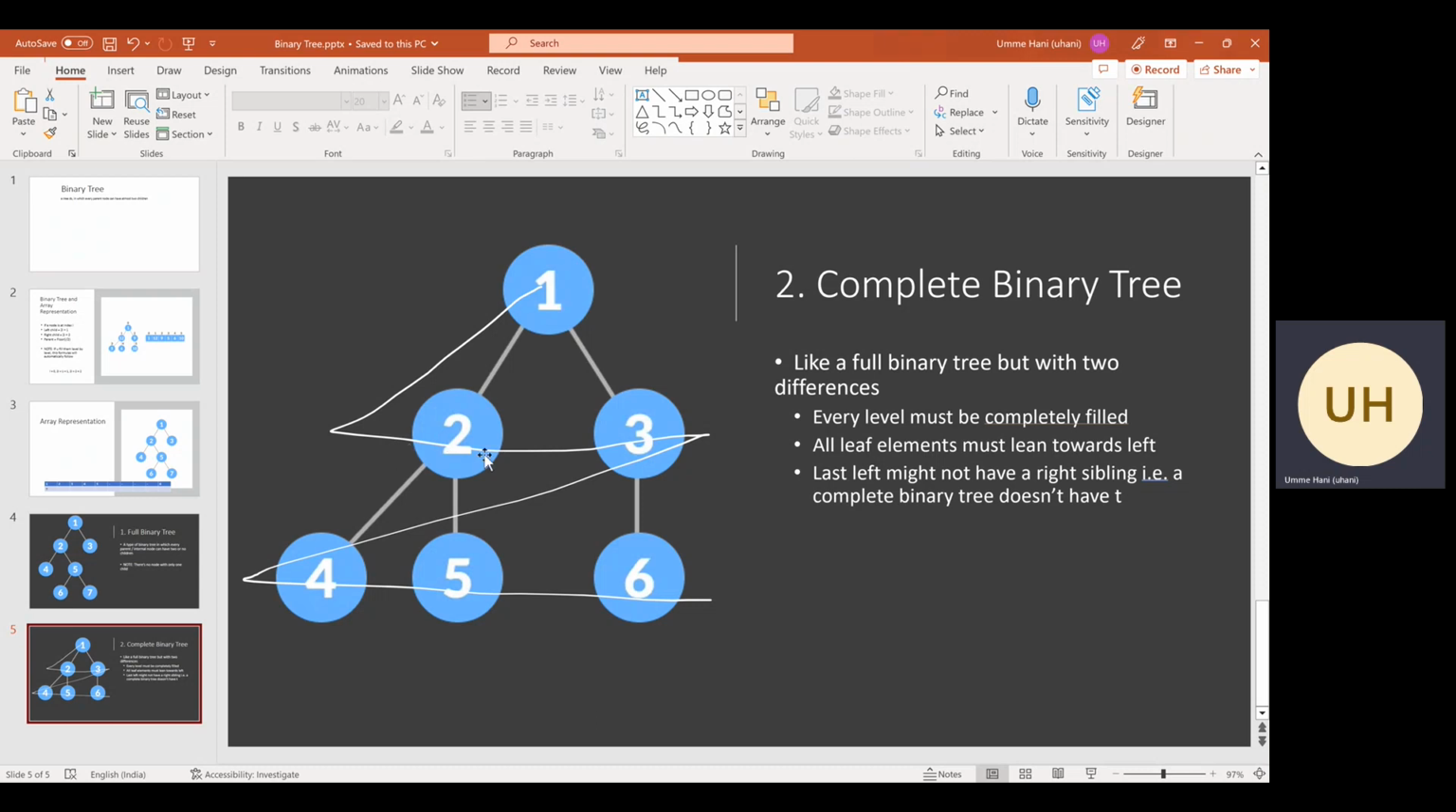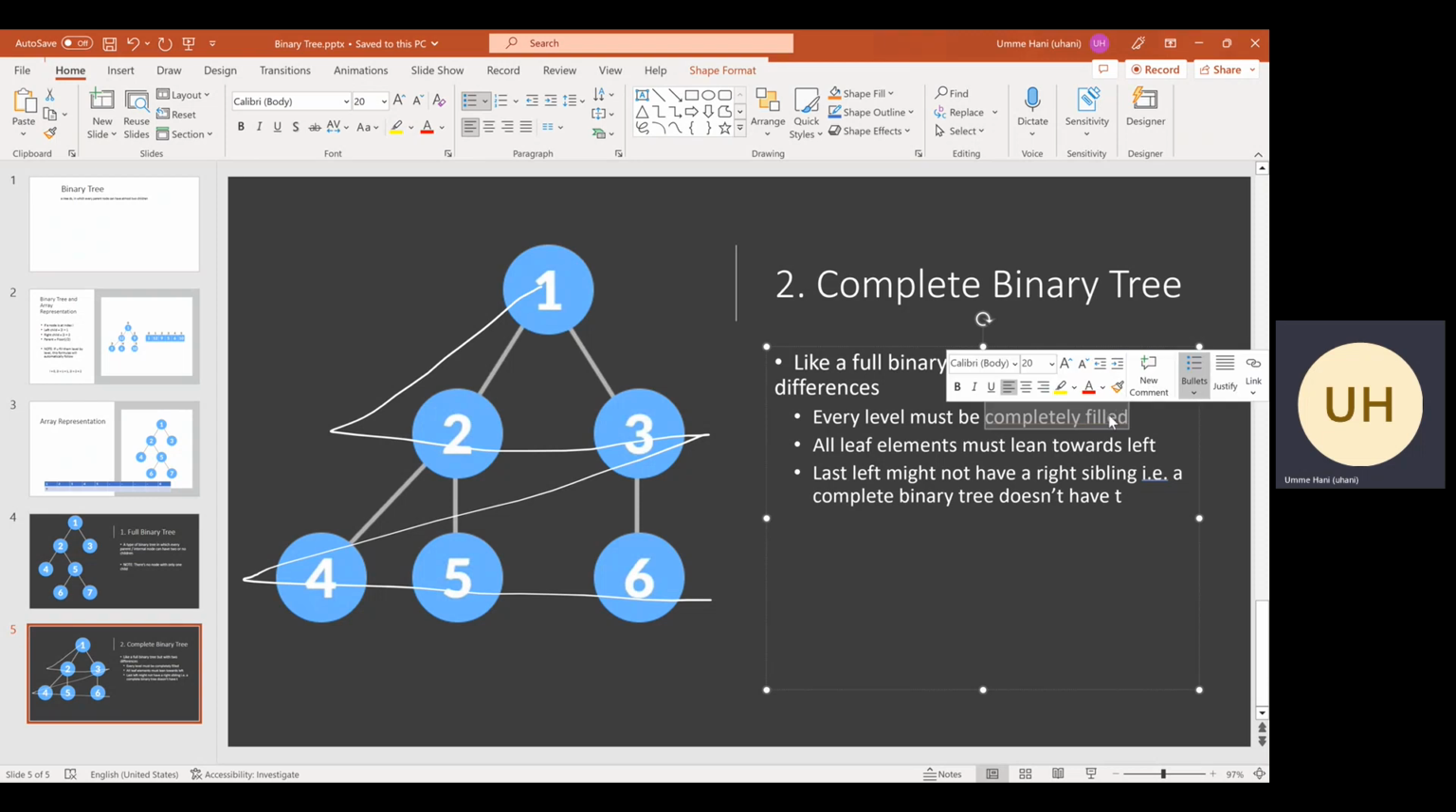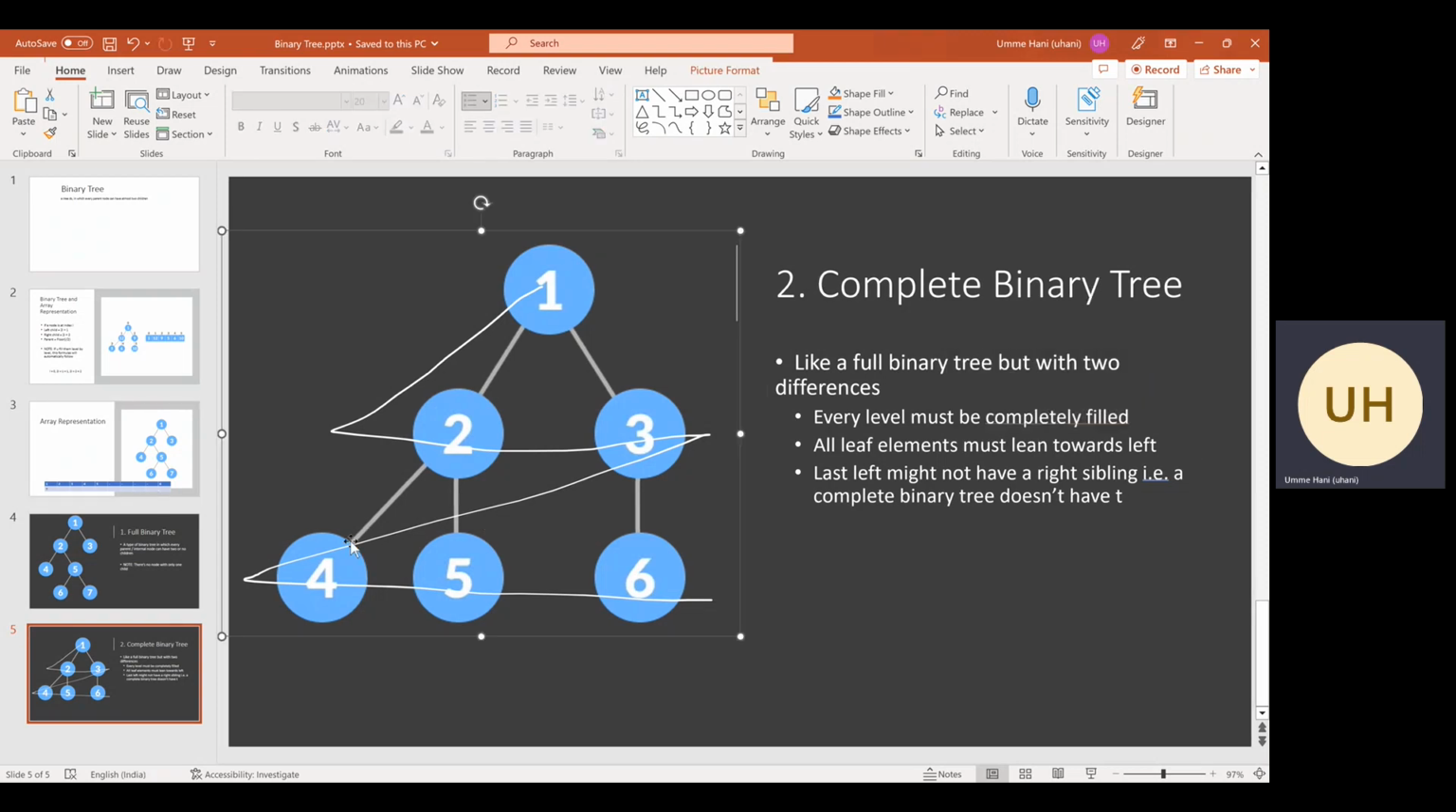While filling the levels from left to right, completely filled levels means the levels in which there is no missing left child while there is a right child. If there is a right child, then there should be a left child also. That is a completely filled binary tree. And what makes a complete binary tree different from a full binary tree is all leaf elements must lean towards the left.